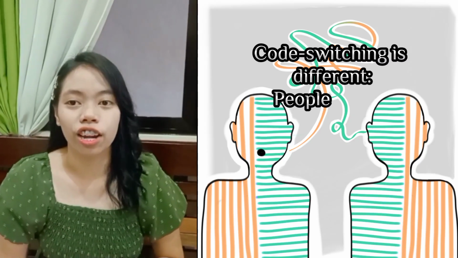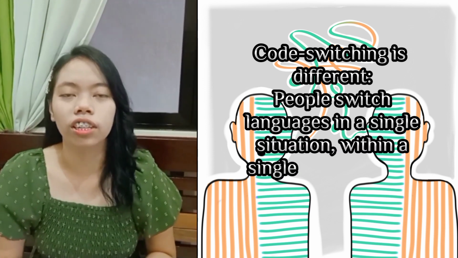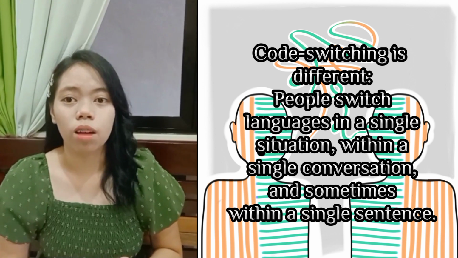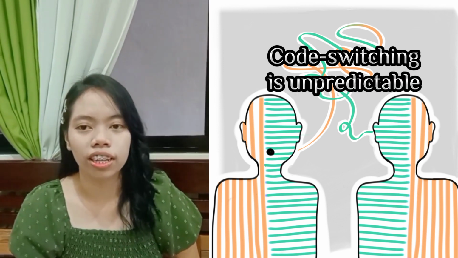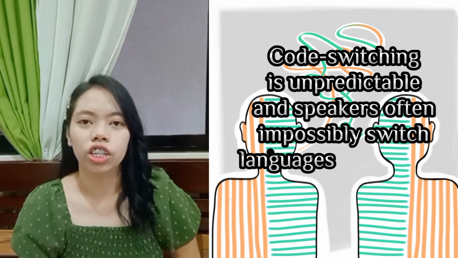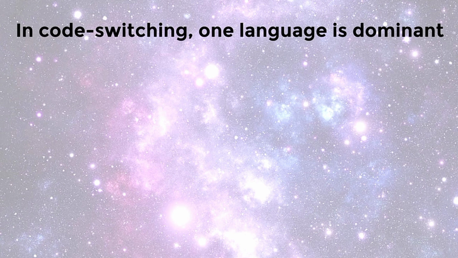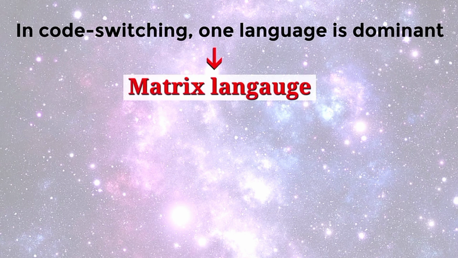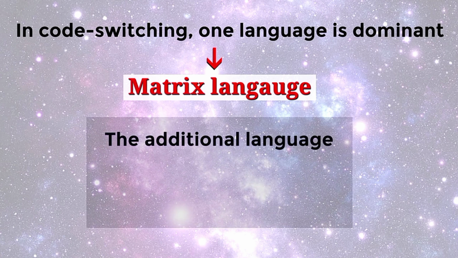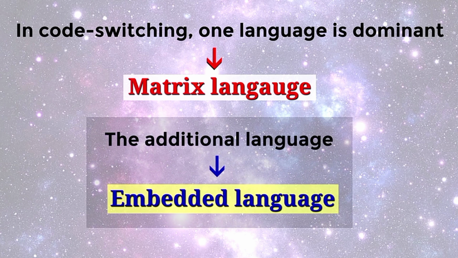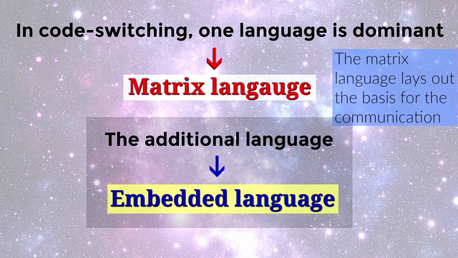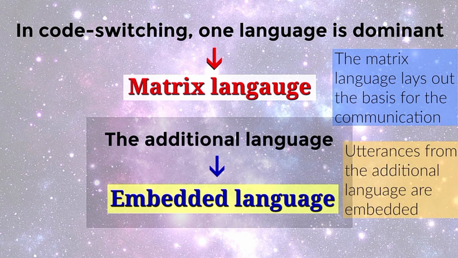People switch languages in a single situation, within a single conversation, and sometimes within a single sentence. Code switching is largely unpredictable, and speakers often switch languages without a conscious choice. In code switching, one language is the dominant language, normally the native language of the group. This is sometimes called the matrix language, and the additional language is called the embedded language. The matrix language lays out the basis for communication, and the utterances from the additional language are embedded into the matrix language.